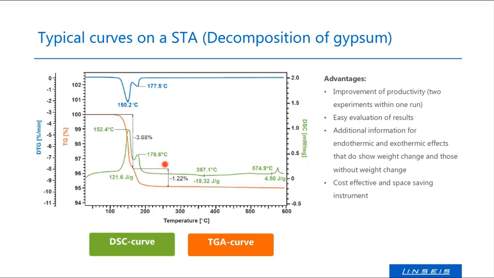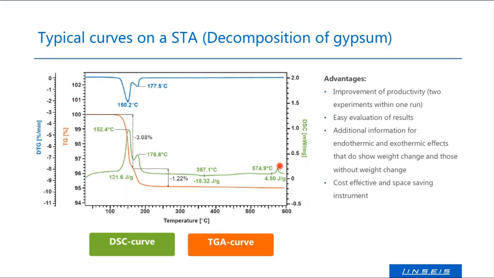This is what a DSC can do. So it's the same piece of sample, and you can really measure both signals at the same time. Of course, this saves time. You do not need to do the experiments one by one. You can do them within one instrument at the same time. The evaluation is quite easy. You can directly see which peak belongs to what signal on the mass curve. You get some additional information.